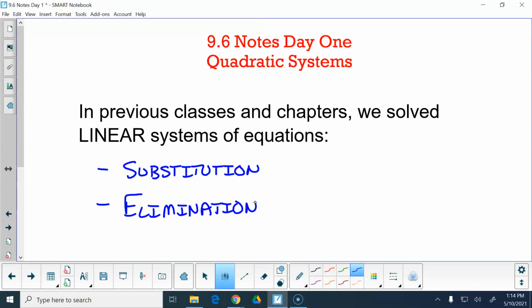What's another method? That's not a way. That's just a way to solve a quadratic. We learned two other methods this year.